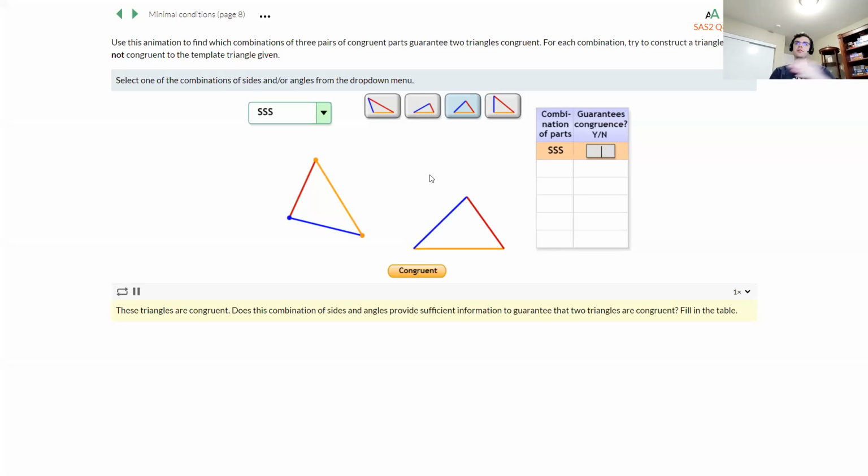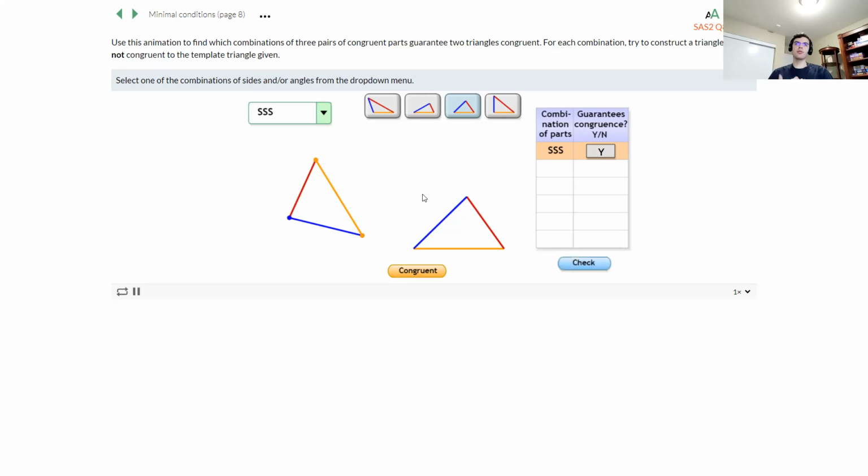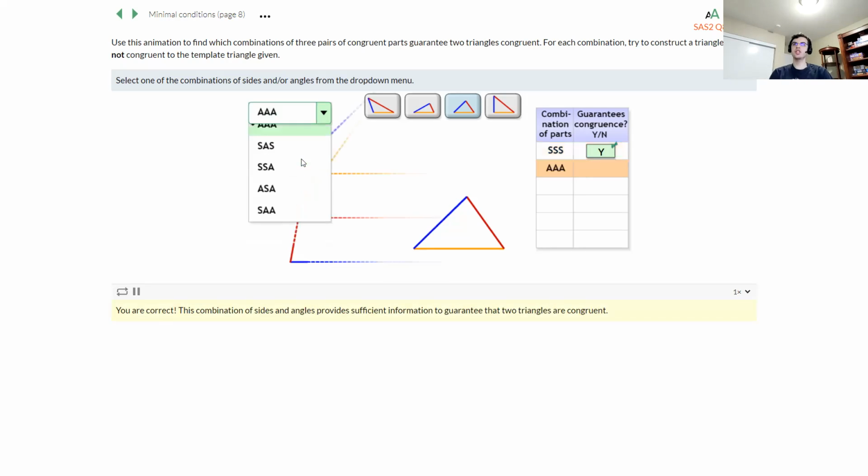When you do this yourself, you're going to need to test it for all four triangles just to really make sure there's no way to make it happen. Because as we'll discover, sometimes with some triangles, you can make it congruent, sometimes you can't, right? So here, I did it with all four, and I found, yes, this guarantees congruence. And I hope you tried the same thing as well. Let's check the next one.